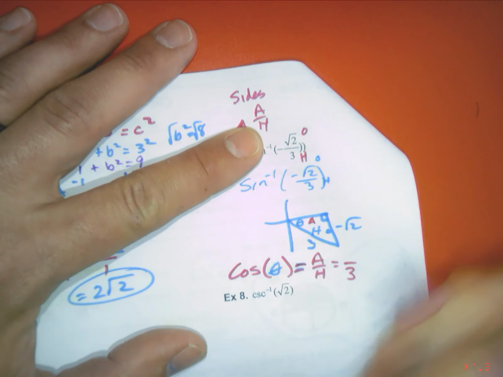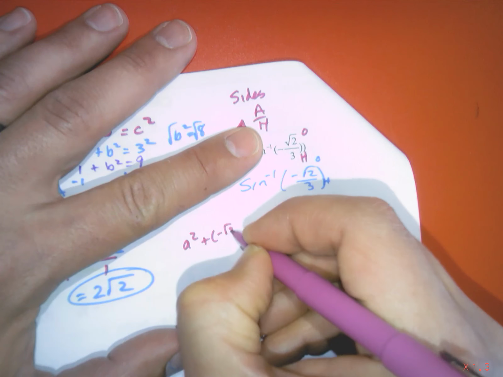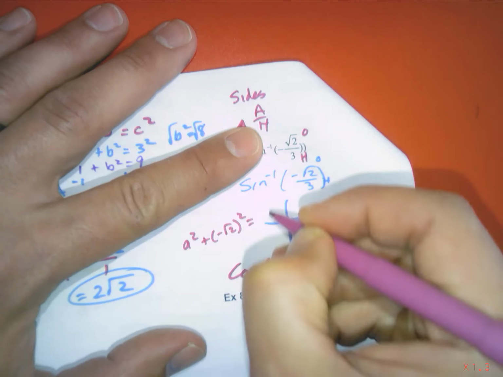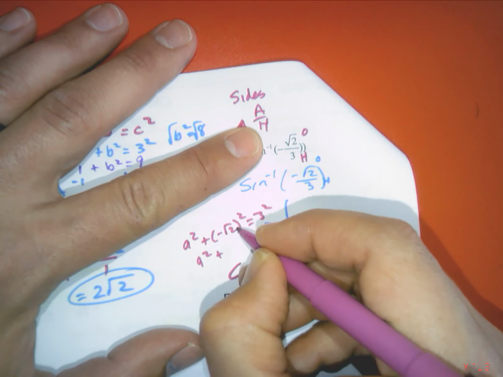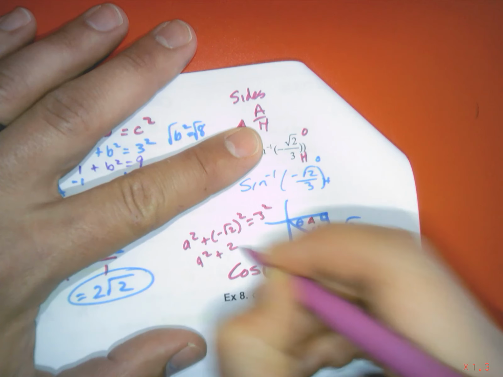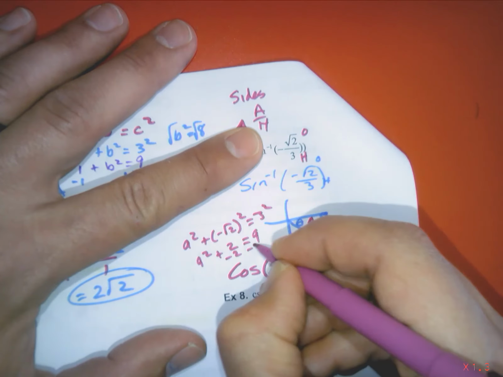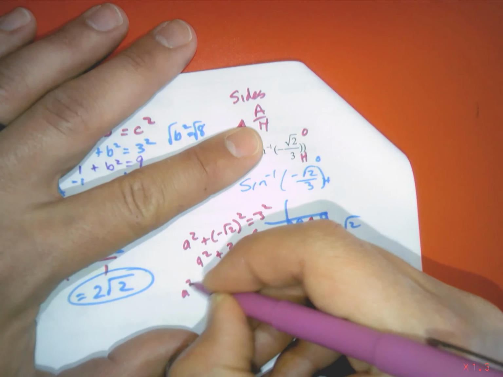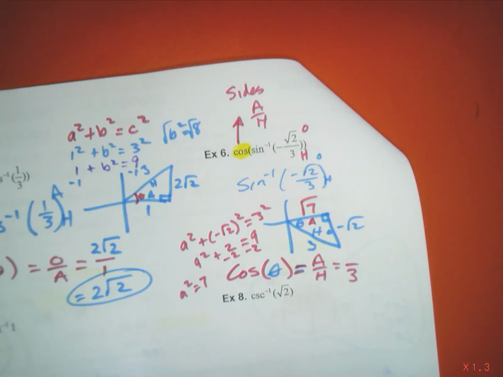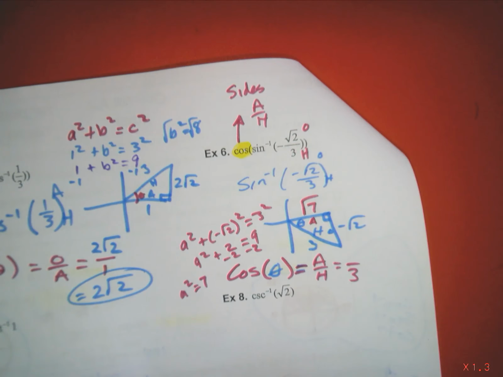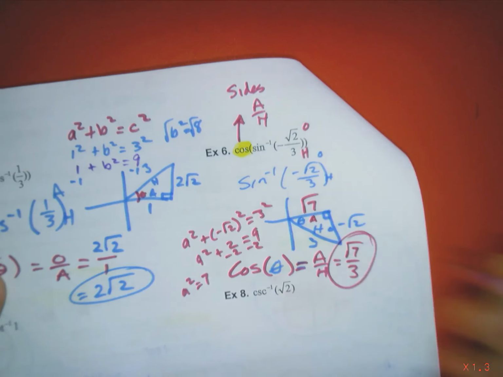We'll call that A there. So I got A squared plus that negative root 2 squared equals 3 squared. That's A squared plus root 2 squared, negative or positive, still 2. That's 9. I'm going to subtract the 2 over. So I get A squared is equal to 7, and I get the square root of 7. You guys okay with that? So now I have my A, and now I have my H. I should get the square root of 7 over 3.